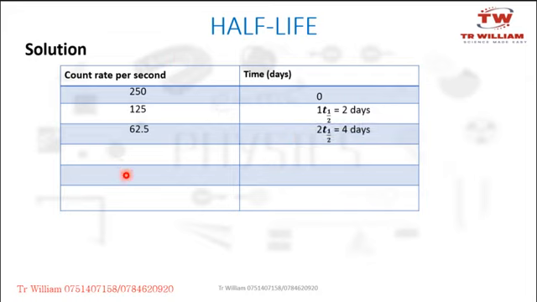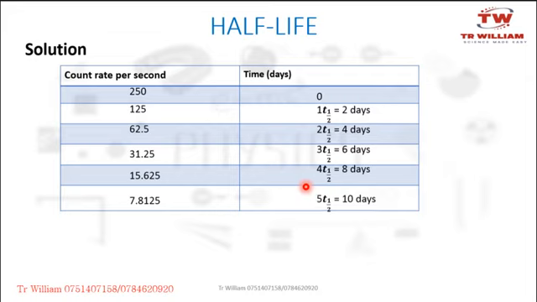Good. Then it will decay from 62.5 to what? To 31.25. Correct. After how many half-lives? 3. Good. 3 half-lives are equivalent to 6 days. Then from 31.25 to what? To 15.625. After how many half-lives? 4 half-lives, which are 8 days. From 15.625 to 7.8125, which is how many half-lives? 5 half-lives, which are 10 days.